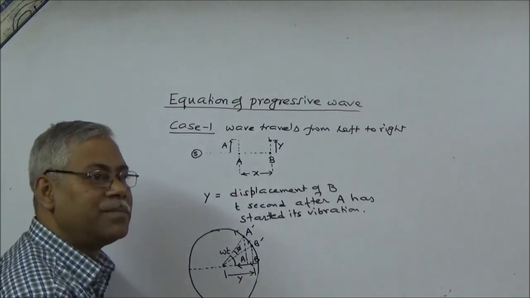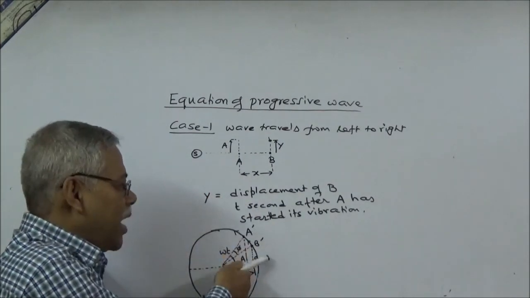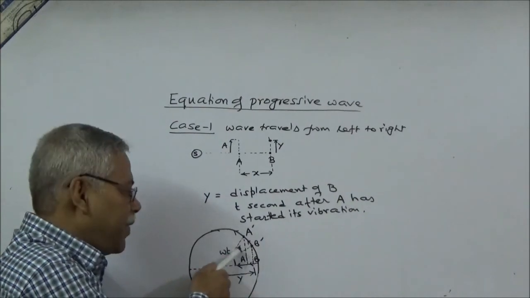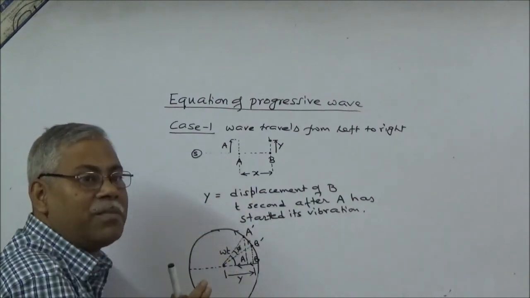देखो ठीक है कि नहीं? Is it okay? First, A is leading in phase. So A has been placed ahead of B. B is lagging in phase. The phase difference between the two is phi. Time is measured from the start of vibration of A.